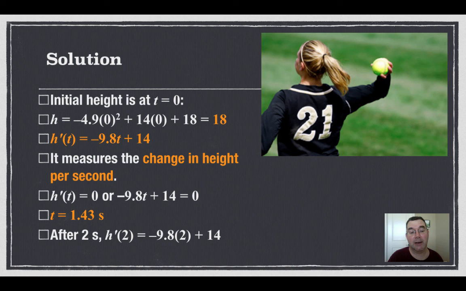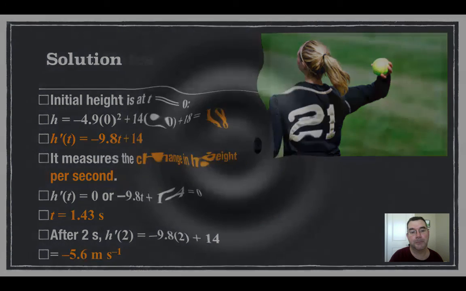And to figure out the speed of the ball after 2 seconds, I'm going to look at the derivative because that's the rate of change. I don't want the height, I want the speed. So the rate of change in height after 2 seconds is negative 9.8 times 2 plus 14, and that is negative 5.6 meters per second, or meters times seconds to the negative 1.